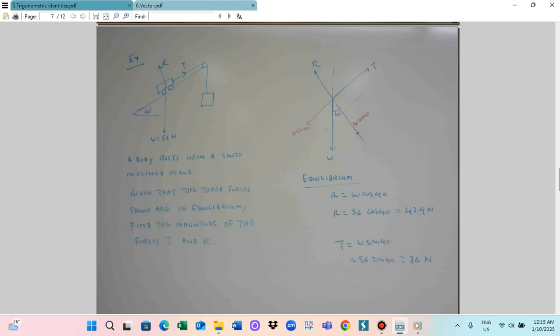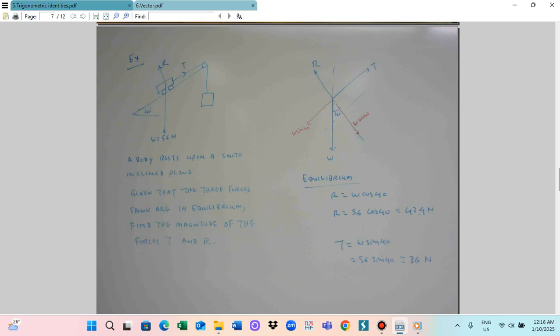So this reaction force goes here, with this angle of 40 degrees. This one is the weight, this angle is 40 degrees, and this one is R and T. The T is going in this direction. The weight is vertically downward, and the R. Okay, so we just find the equation.